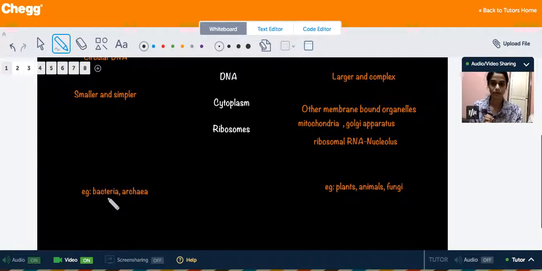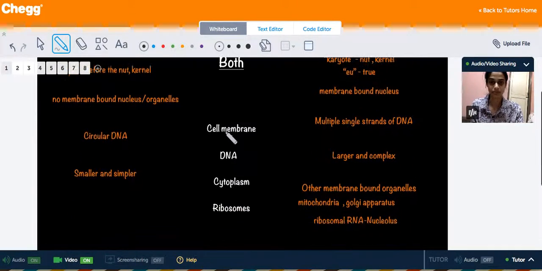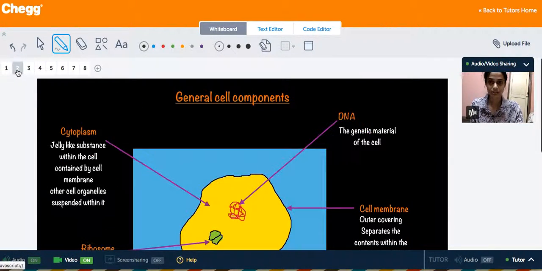Examples of prokaryotic cells are bacteria and archaea, and examples of eukaryotic cells, like I mentioned, are all plants, animals, and fungi. And these four characteristics, the cell membrane, the DNA, the cytoplasm, and the ribosomes, are what the prokaryotic cells and the eukaryotic cells have in common. So that's why I put that in the middle here. So let's take a look at each of these.